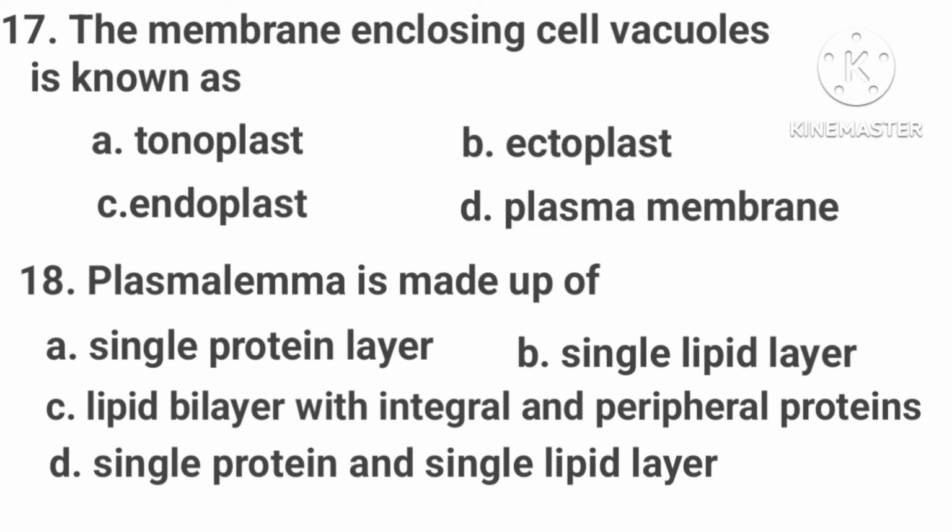Plasma lemma is made up of option A single protein layer, option B single lipid layer, option C lipid bilayer with integral and peripheral proteins, option D single protein and single lipid layer. The correct answer is option C lipid bilayer with integral and peripheral proteins. Plasma lemma means cell membrane.